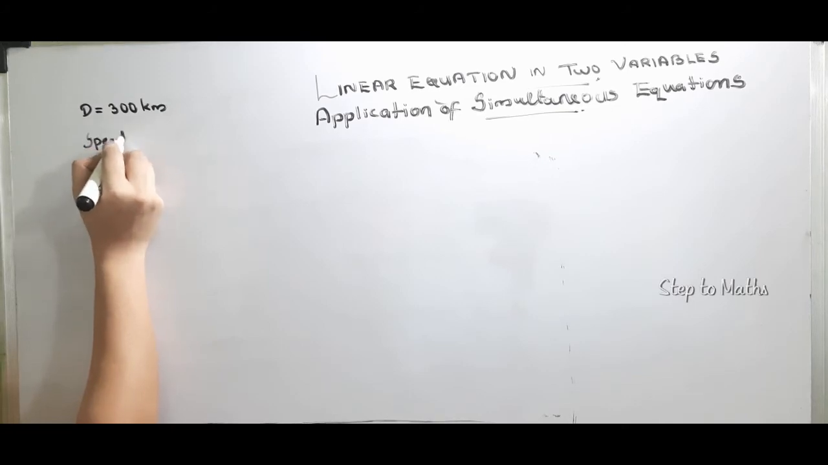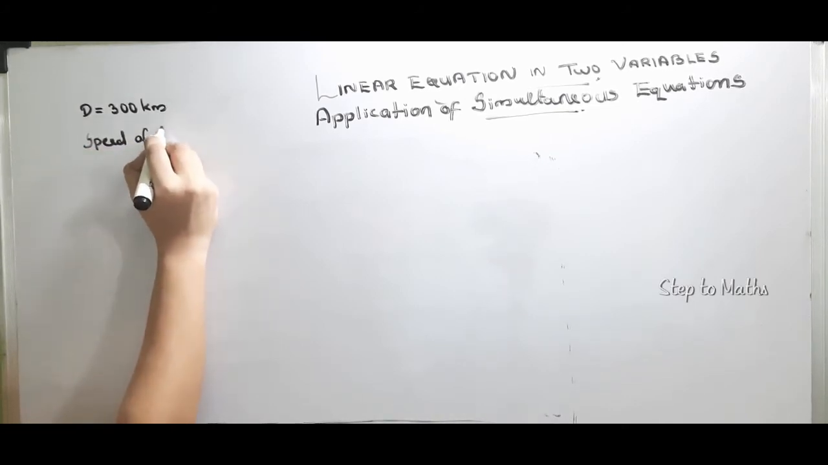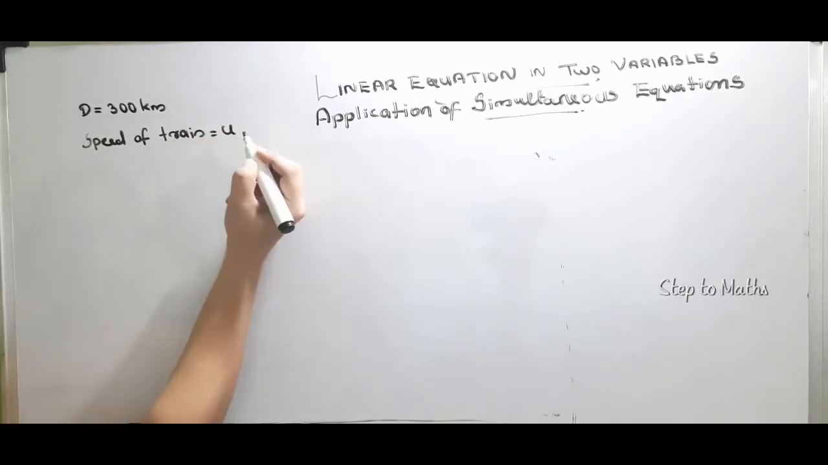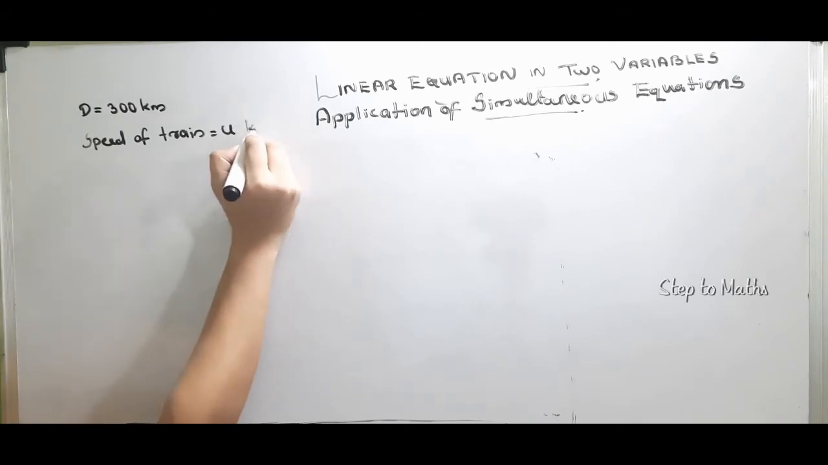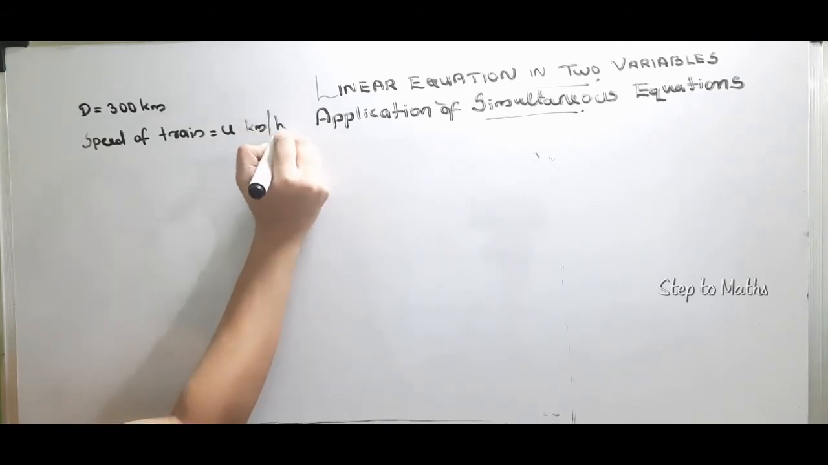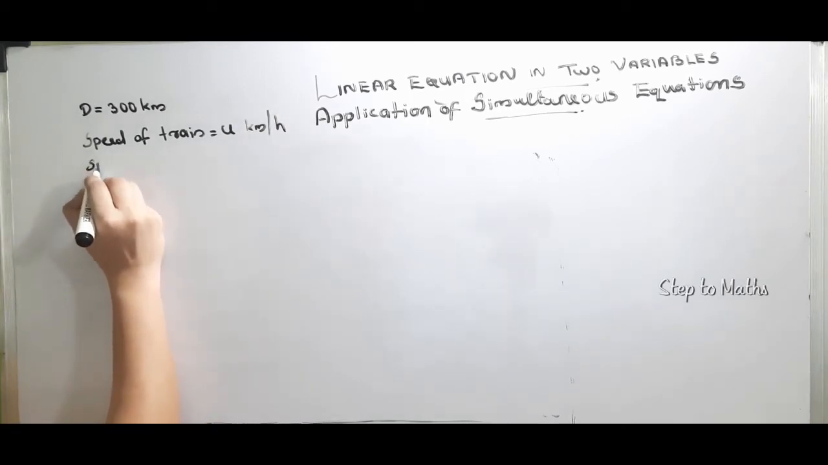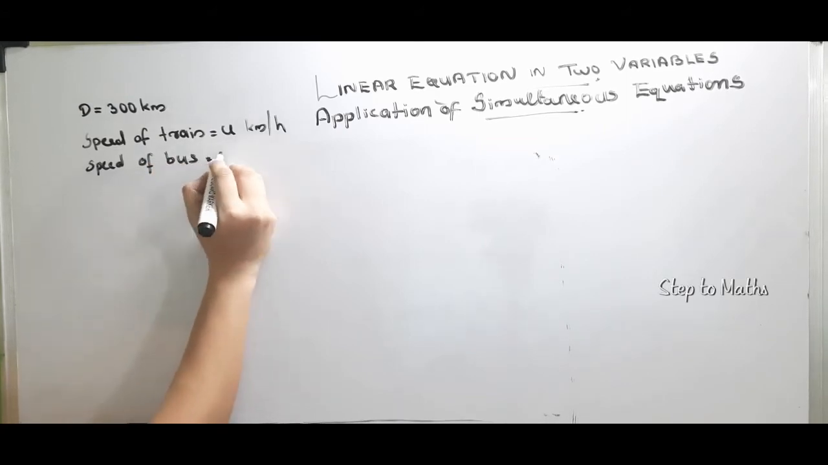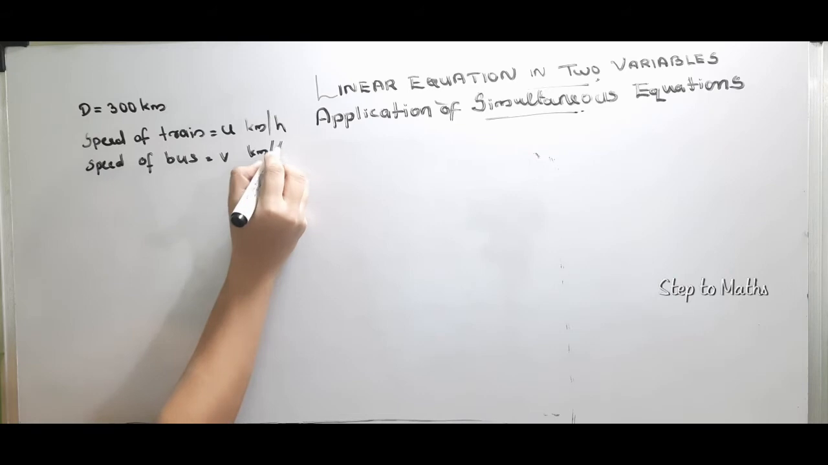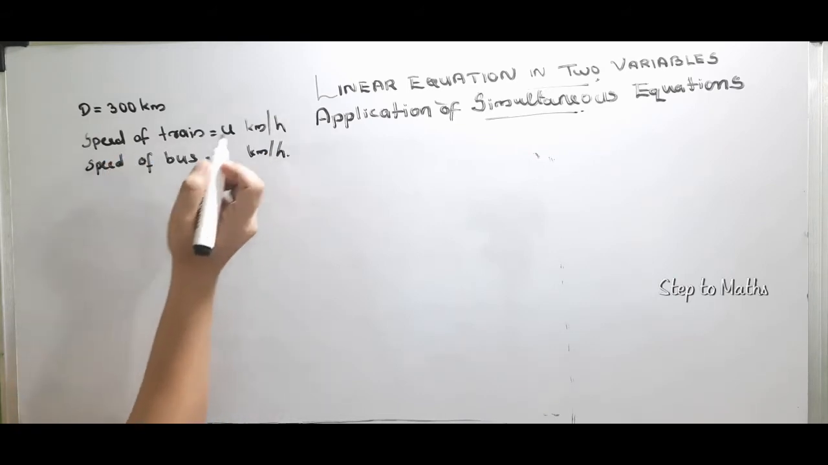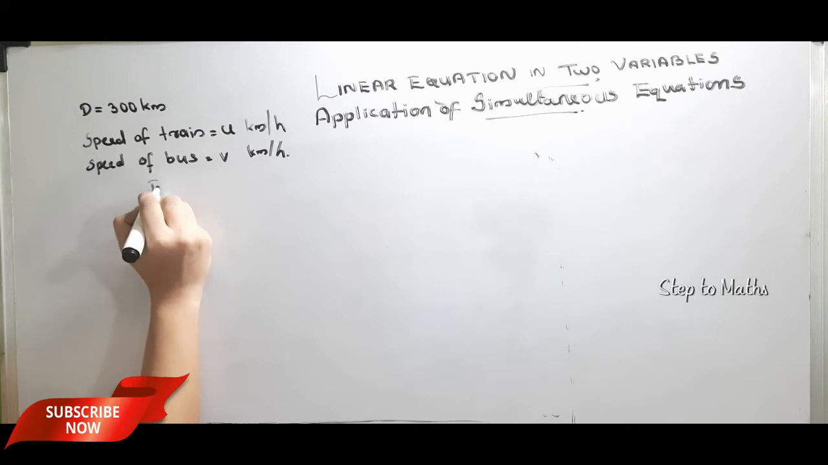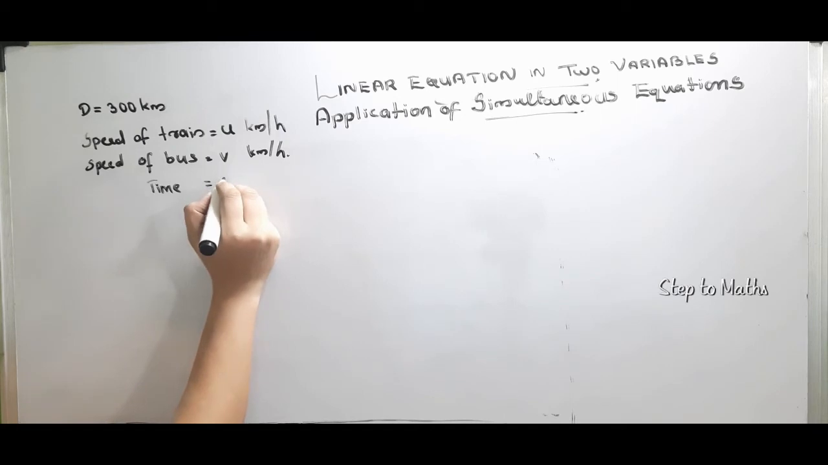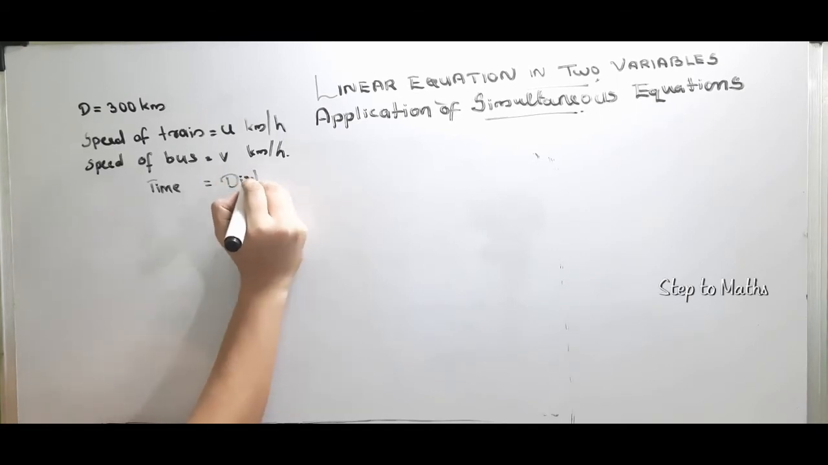That means speed of train is taken as u, and its unit is kilometer per hour. Similarly, speed of bus is taken as v, kilometer per hour. And we know time taken to cover a distance, time is distance by speed.